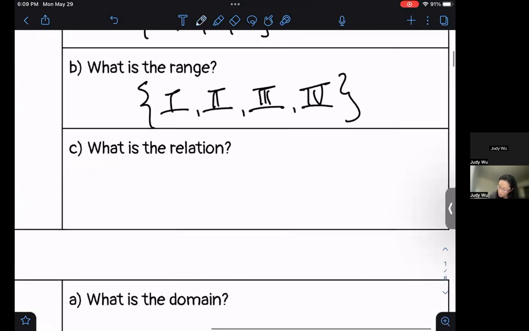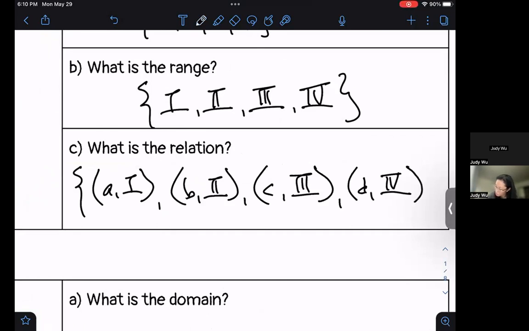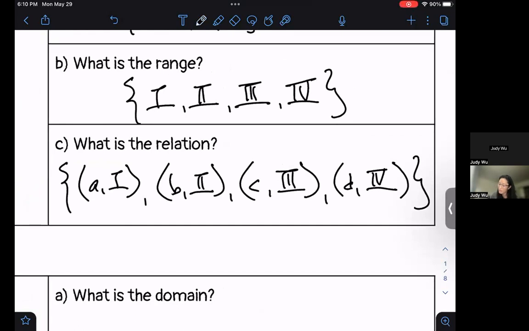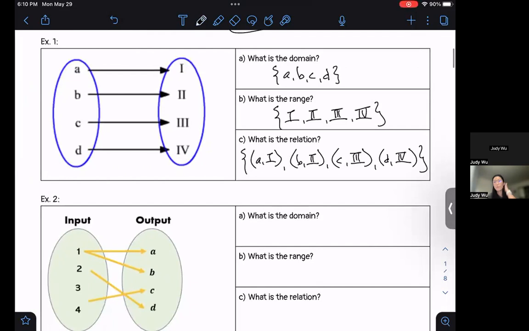And so making sure I leave myself enough room here, in a squiggly brace, I've got parentheses, A, comma 1, B, comma 2, C, comma 3, and D, comma 4. Perfect spacing. Close it off, and that is the set of ordered pairs in my relation. All right, let me zoom back out so we can take a look at all of example 1, but we've got our domain, our range, and then the relation.